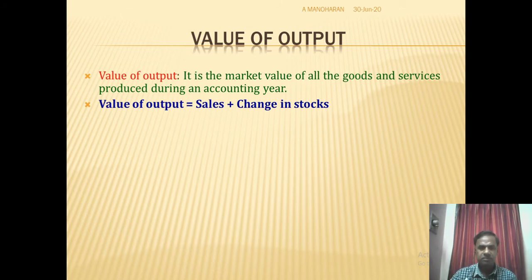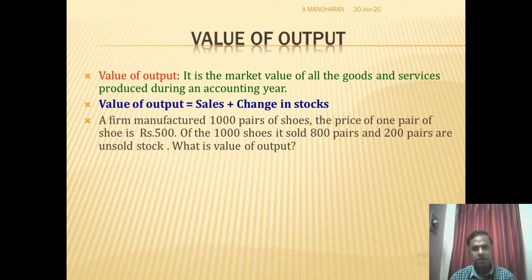A firm manufactured 1,000 pairs of shoes. The price of one pair of shoes is rupees 500. Of the 1,000 shoes, it sold only 800 pairs, and 200 pairs are with them as a stock, unsold stock. Now, how to calculate value of output? So, the value of output is the sales made by the firm plus the value of unsold stock with the firm.